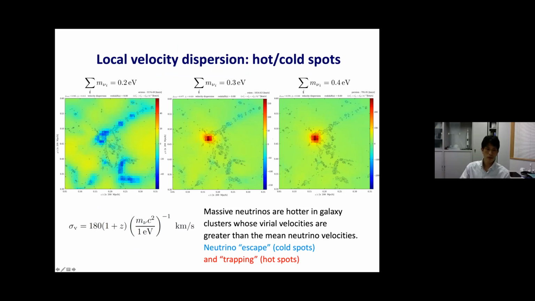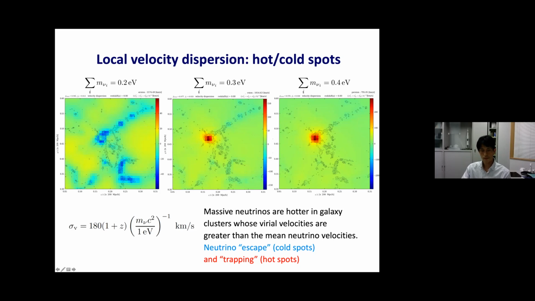This is even more, one would even say academic, but this is interesting. Actually, the local velocity dispersion of neutrinos, the hot or cold spots, depends on the neutrino mass. Interestingly, if neutrinos are relatively heavy, like total mass 0.3 electron volt, they are hotter in galaxy clusters. Whereas if the neutrinos are lighter, most likely in a universe like this, they are actually colder in galaxy clusters. This is in good contrast with the gas. Neutrinos are colder in galaxy clusters because this deep potential well can capture only the low energy component of massive neutrinos. So this causes this interesting difference.